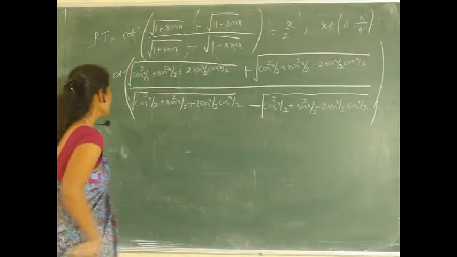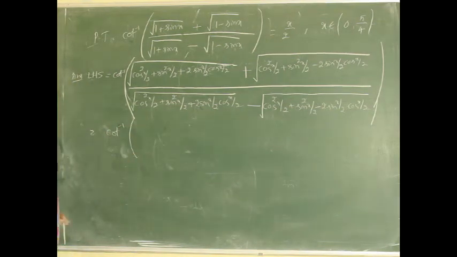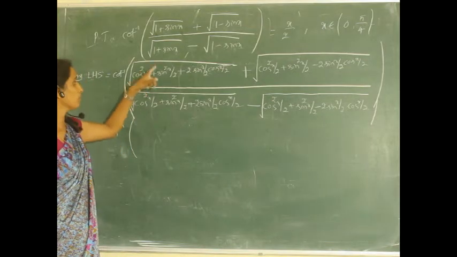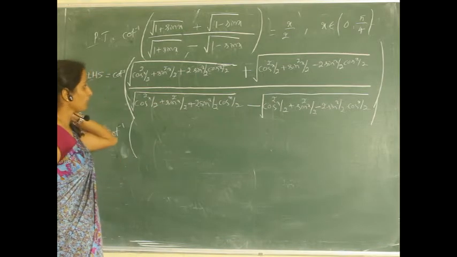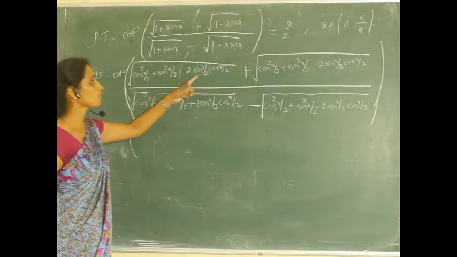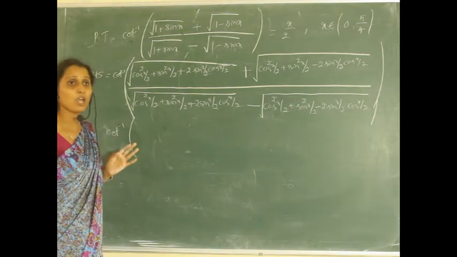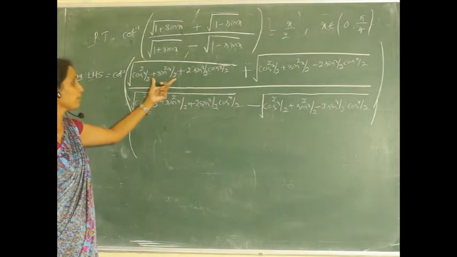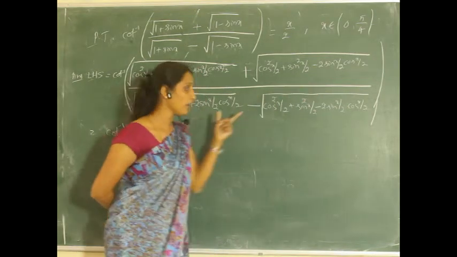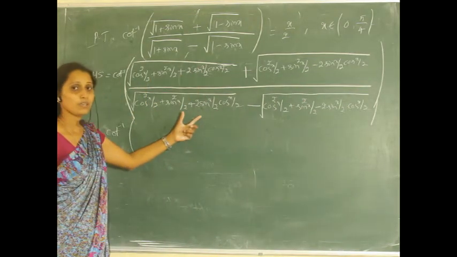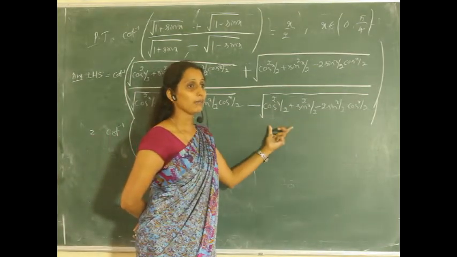Now what I have to do is cot inverse of, now you see this one, it is cos square x by 2 plus sin square x by 2 plus 2 sin x by 2 cos x by 2. Now it is in the form of a square plus b square plus 2ab. That is the formula of a plus b whole square. So what is here? A square plus b square minus 2ab, so a minus b whole square. So it is a square plus b square plus 2ab, so it is a plus b whole square. And once again it is a square plus b square minus 2ab, so a minus b whole square.